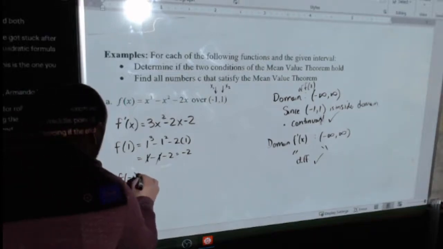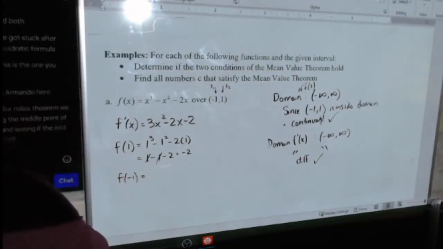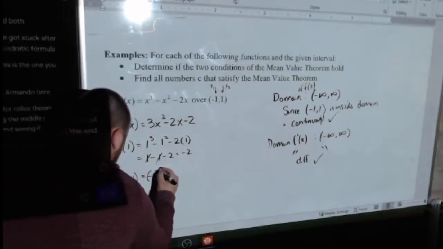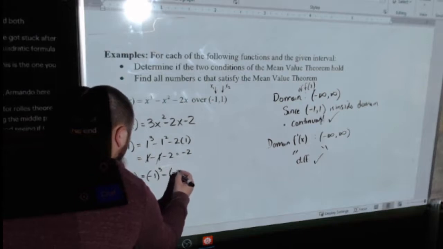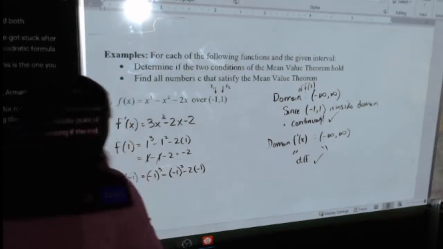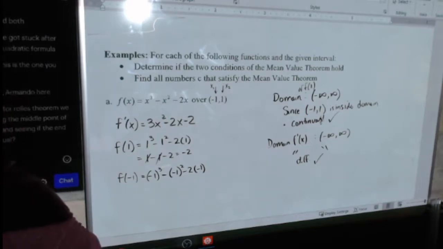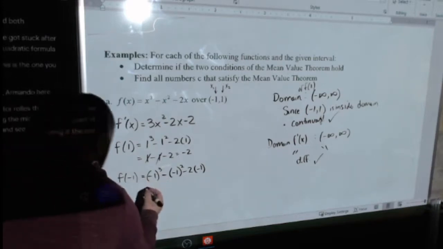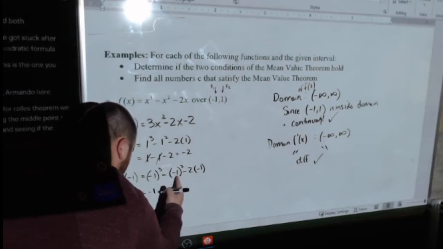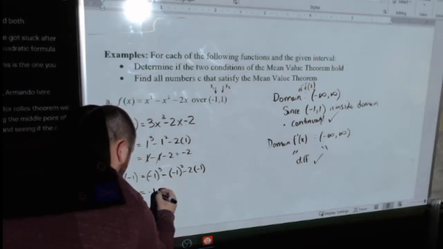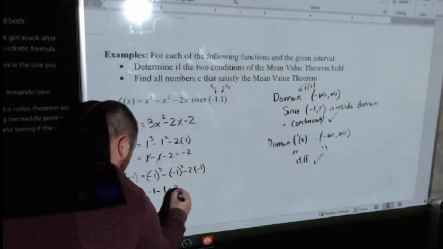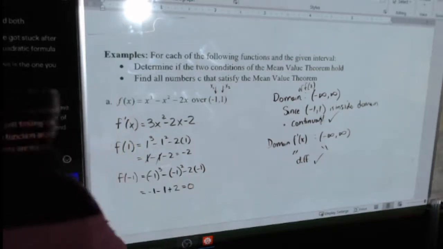f of negative 1 is going to be negative 1 cubed minus negative 1 squared minus 2 times negative 1. Negative 1 cubed is negative 1. Negative 1 squared is positive, but then the minus sign makes it negative again. And then these two make a positive. So it looks like this one comes out to 0.